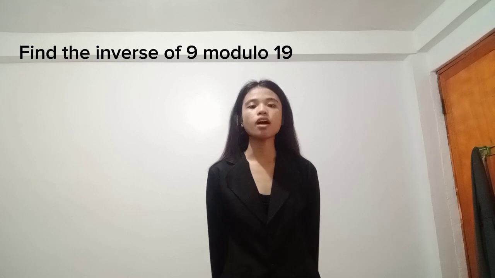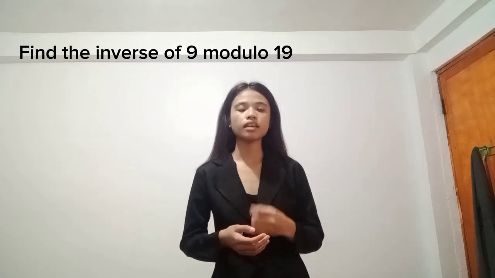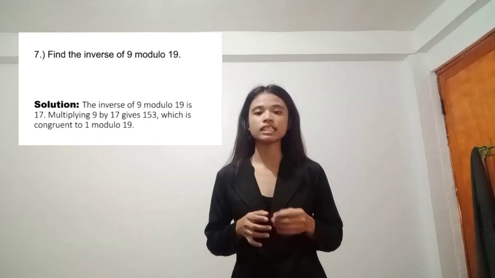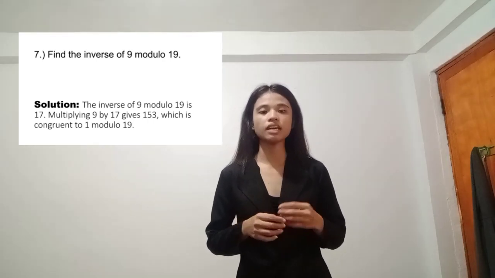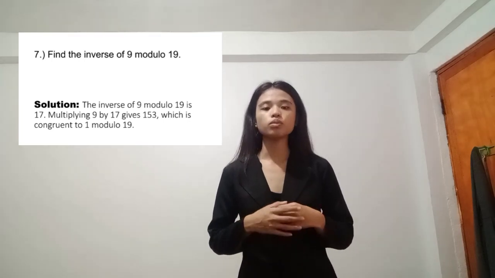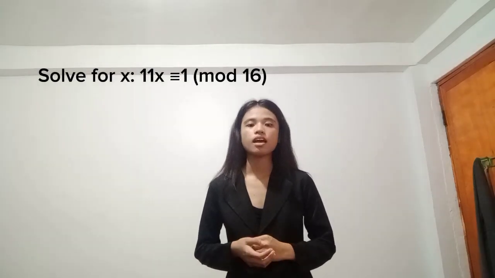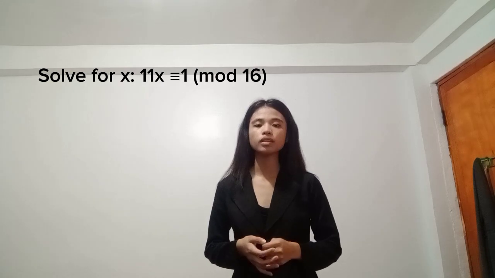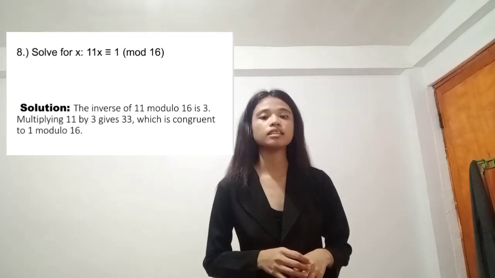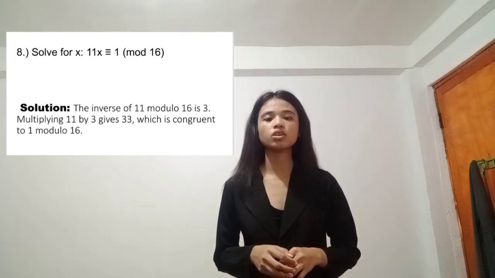Seventh example, find the inverse of 9 modulo 19. The inverse of 9 modulo 19 is 17. Multiplying 9 by 17 gives 153, which is congruent to 1 modulo 19. Eighth example, solve for x. 11x congruent to 1 modulo 16. The inverse of 11 modulo 16 is 3. Multiplying 11 by 3 gives 33, which is congruent to 1 modulo 16.